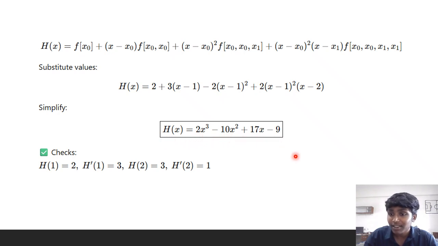By simplifying, we get h of x equals 2x cube minus 10x square plus 17x minus 9. Also, if you want, we can check: at x equals 1 and x equals 2, we will get f of x as 3 and h dash of x as 1. So in this way, we can check and verify the Hermite interpolation polynomial.